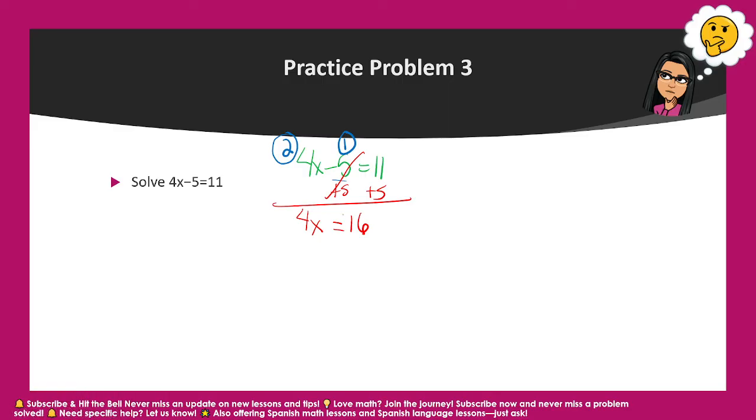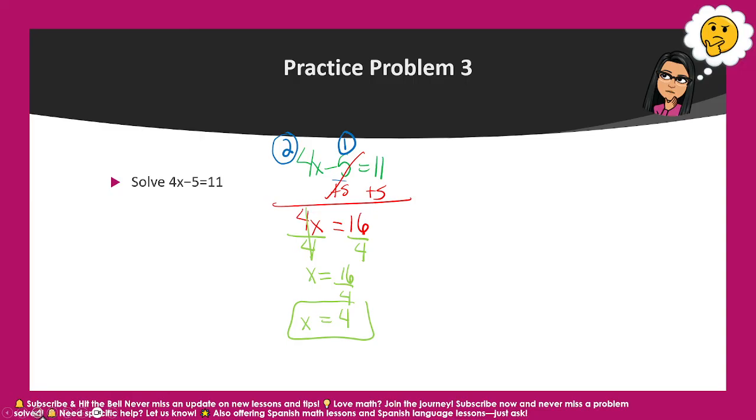So let's do that. The 4 and the x are multiplying. Remember, whenever you have a variable and a coefficient together, that means that they're multiplying. So the opposite of multiplication is division. So I'm going to divide both sides by 4. So x equals 16 divided by 4 is 4. And there, already solved for x.